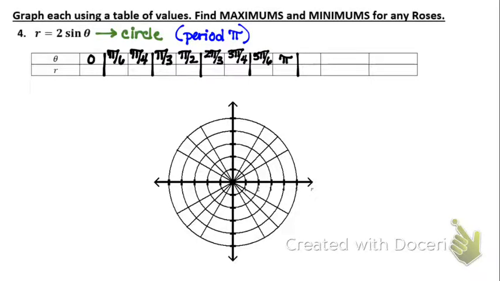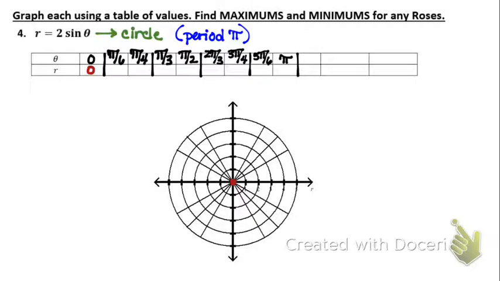Right. When we use 0 as our theta value, what's the R value? 0. Because sine of 0 is 0. Cosine of 0 is 1. So if this was cosine, it would be 2. But because it's a sine value, it is 0.